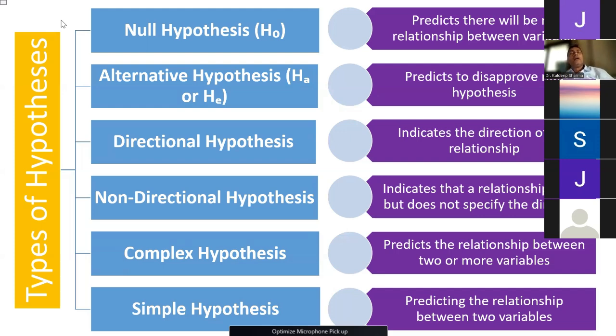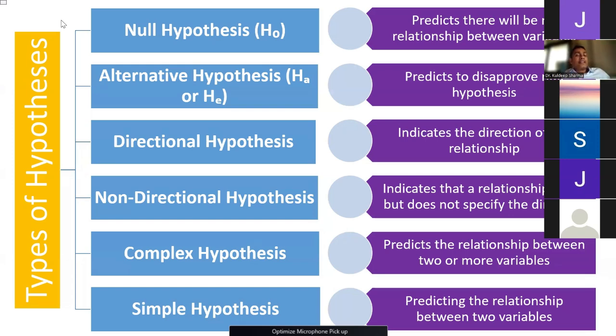Suppose I want to know the relationship between A and B. My null hypothesis will say there is no significant relationship between A and B. What alternative will say: there is a significant relation, something is there, but what direction? It says A is a brother of B, or A is a father of B, so I have given direction, so this is directional.